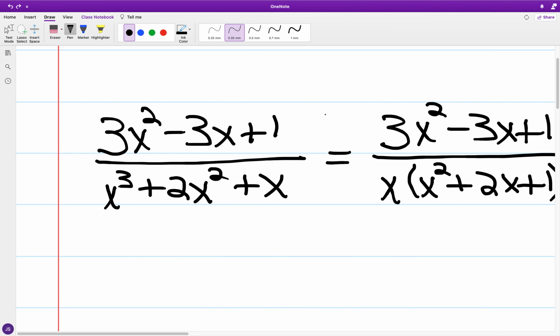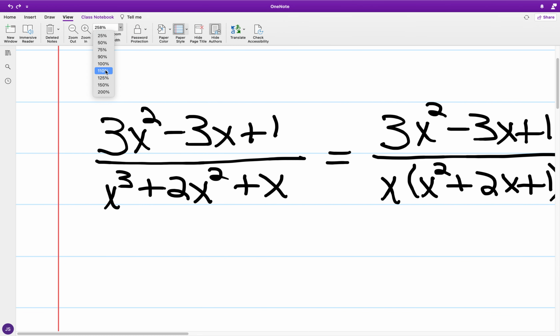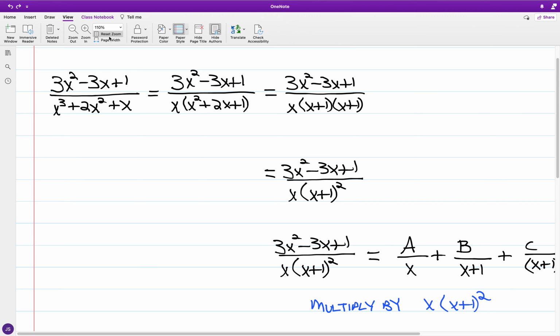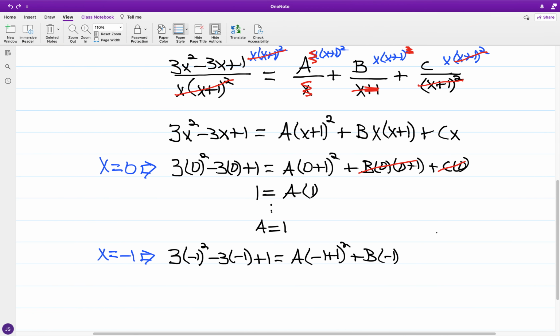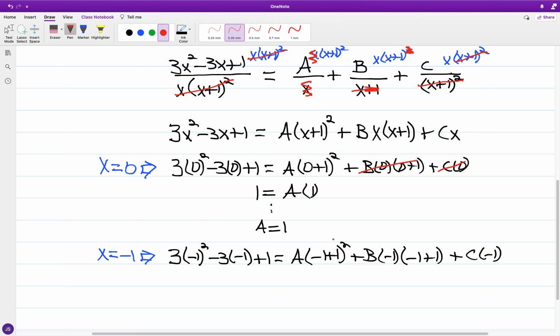And so for what we have at this particular stage, you have b times negative 1 times the quantity of negative 1 plus 1, plus c times negative 1. And again, negative 1 plus 1 is going to be 0, so a is going to go out. Negative 1 plus 1 is also 0, so b is going to go out. Now we have 3 times the square of negative 1, so we have 3 times 1. Negative 3 times negative 1 becomes positive 3. And we have plus 1. c times negative 1 becomes negative c.